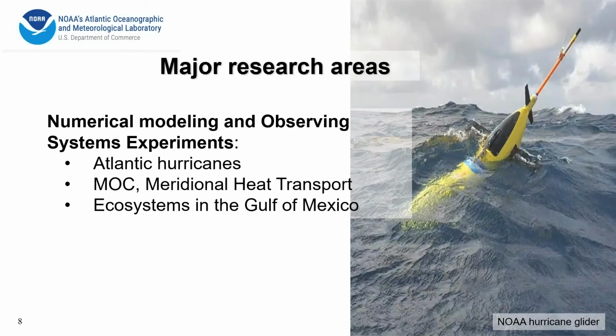We have a very small but very strong numerical model group whose activities are focused on Atlantic hurricanes and monitoring meridional heat transport and meridional overturning circulation. Here is where the work that we carry out is about data impact, using numerical models to assess the impact of individual platforms and to eventually design, through OSSEs, optimal observing systems.